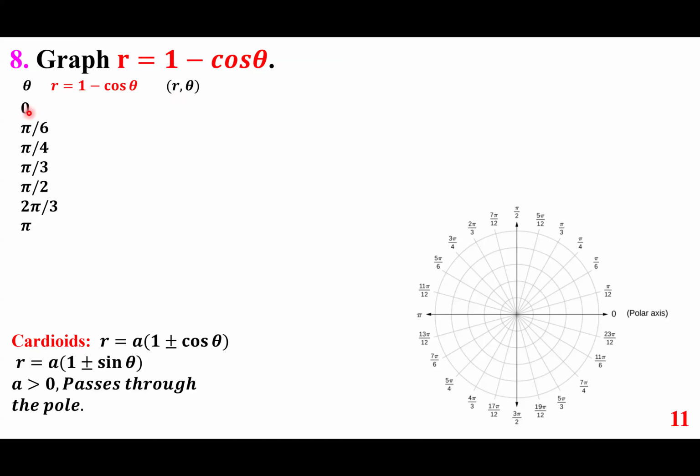For example, if I want 0, everybody knows cosine of 0 is 1. So if I put 0 here, I get 1 minus cosine 0, 1 minus 1 equals 0. And therefore, I have the pair 0, 0. Let's say I put pi over 6 here. I get 1 minus cosine of pi over 6, which is 1 minus square root of 3 over 2, and I'm going to keep it exact.